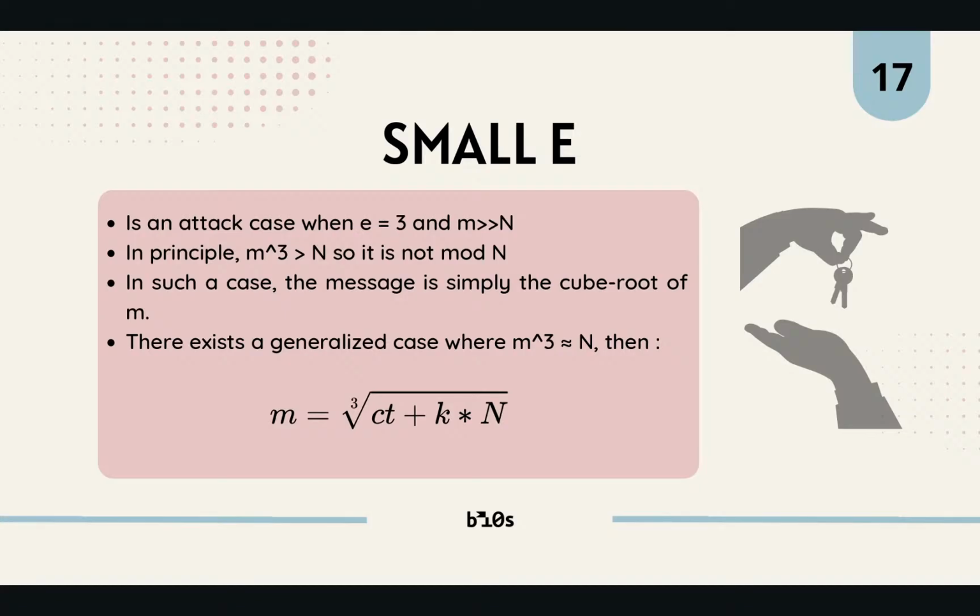All right, so that's small e. It's important to use a large enough e. We use the value of e equal to 65537 for a good reason, because it's optimized and efficient.